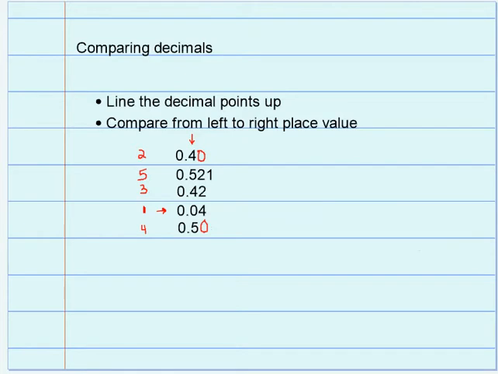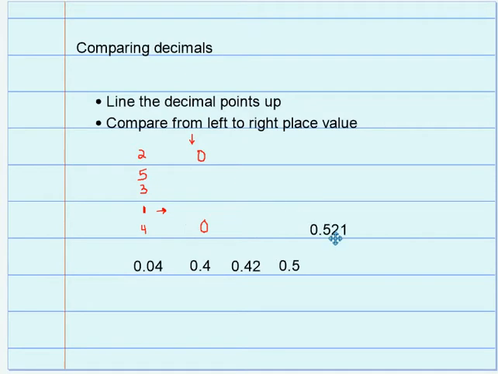So hopefully you have that, or you can pause it or rewind this. I'm going to drag these around. So we have this one first, then this one, then 42 hundredths, then 5 tenths, and then we have 521 thousandths. Okay, so that's how you compare decimals.